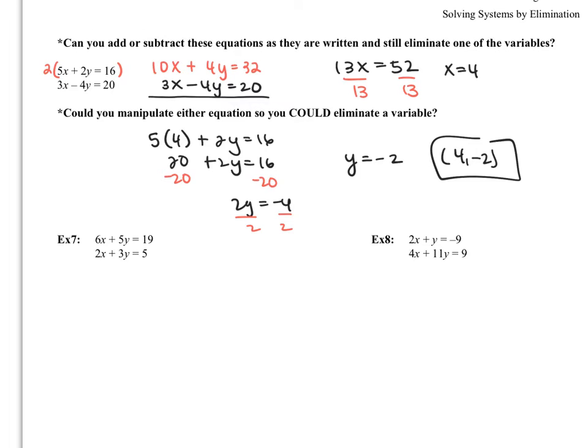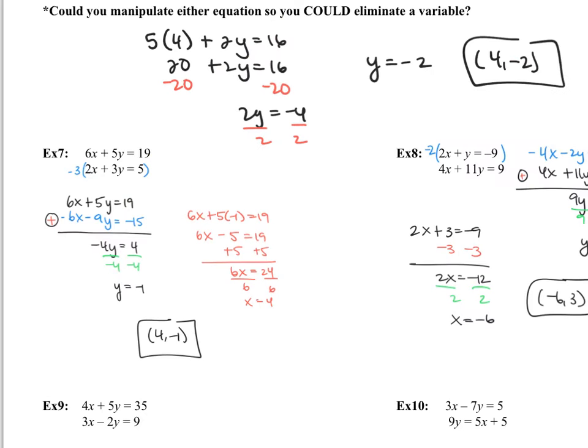In this case, it's 4, negative 2. This is kind of like adding fractions where you're looking for a common denominator. Here I'm looking for a common coefficient. And ideally, if I can get those coefficients to be opposites, that's going to allow me to add rather than subtract. So try examples 7 and 8, pause the video, press play when you're ready to check your answers.